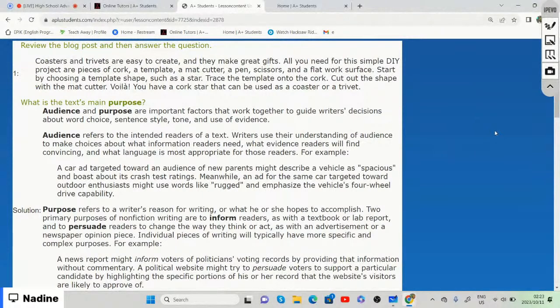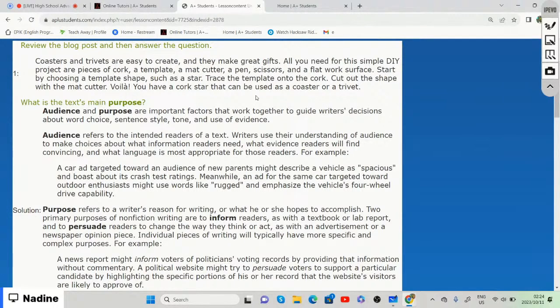Audience refers to the intended readers of a text, where the writers use their understanding of audience to make choices about what information readers need. So we said audience and purpose are important factors that work together to guide a writer's decision about word choice, sentence styles, tone, and the use of evidence. Guys, evidence is important. If you are even doing research, then it means that the articles need to be referenced.